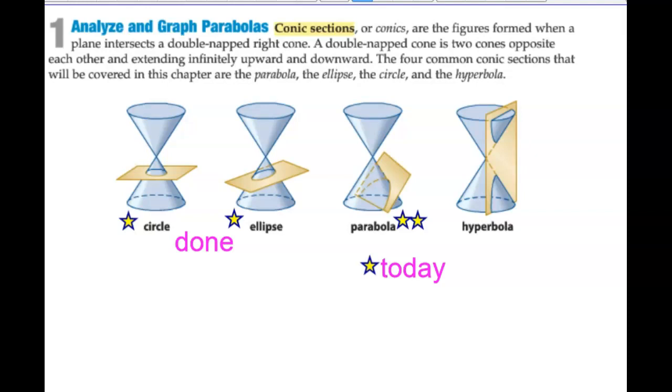Today we're going to talk about a parabola. A parabola is when you slice it parallel to one of the slant heights, okay? So parallel to this slant height here, you would get a parabola. And then next week we're going to talk about hyperbolas, okay? Because the rest of this week is kind of messy, right? We're going to finish parabolas Thursday.